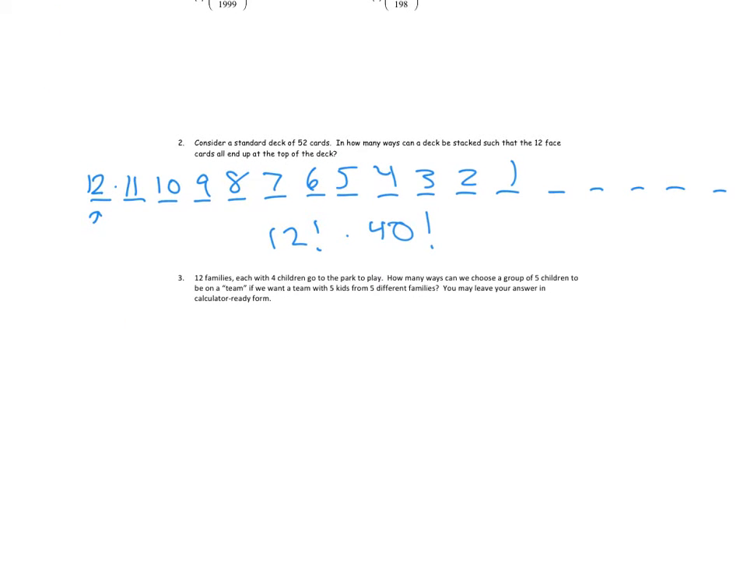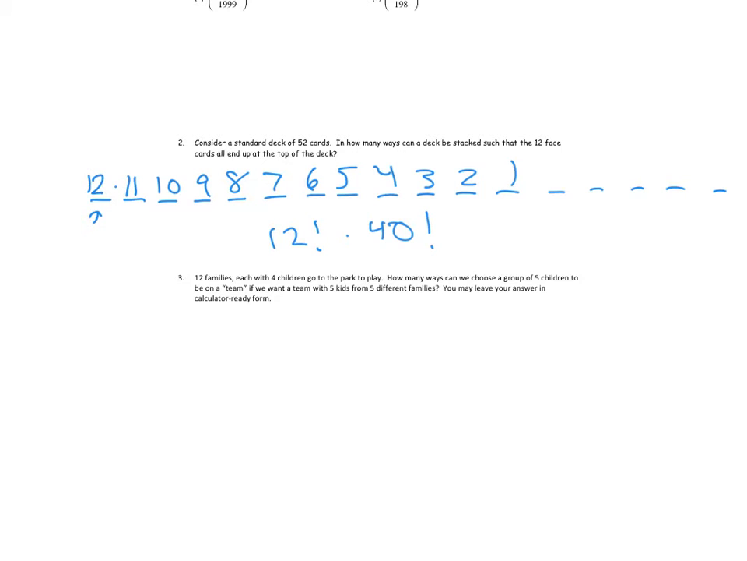Okay, and number 3, and notice again, just like in 2, 3 is not about probability. So think about it, it's counting the number of ways a specific event can happen. So if you want to equate it to probability, it's like finding the numerator in probability. So I've got 12 families, each has 4 kids in the family, and we need to choose a group of 5 children, but they have to be from 5 different families.